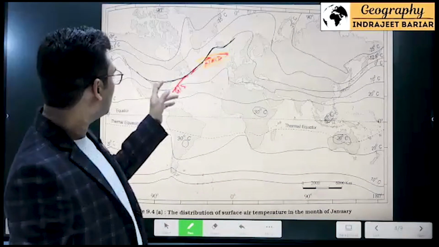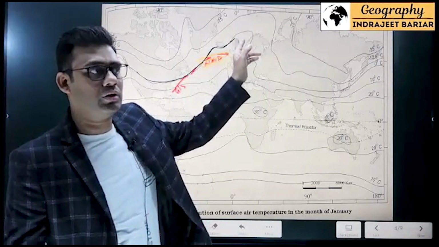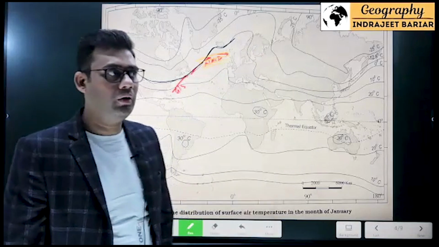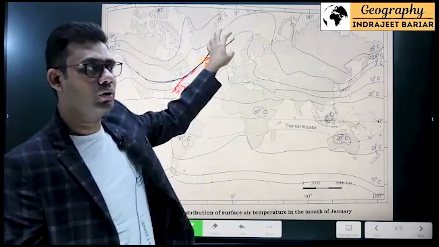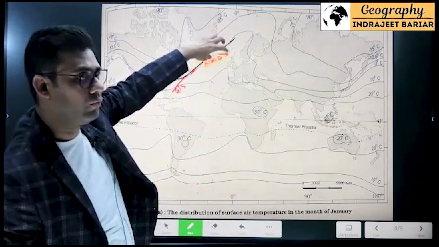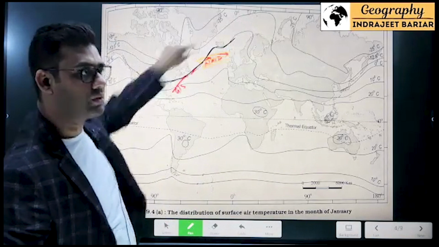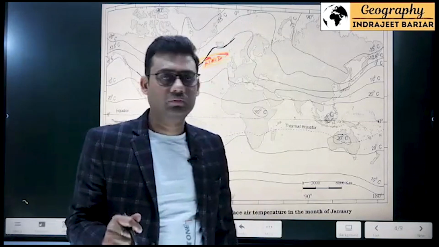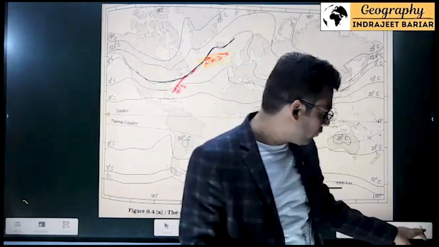How come this isotherm, which is in the tropical zone over the land, is reaching up to there in the oceans? Due to what? Ocean current. Because the ocean current is pushing the warm water up to this zone. So whatever is the temperature of the oceans over here, the same is the temperature of the land over here. That's the matching. This is due to ocean current. Understood, everyone? So over here, what are the facts that I have to know?